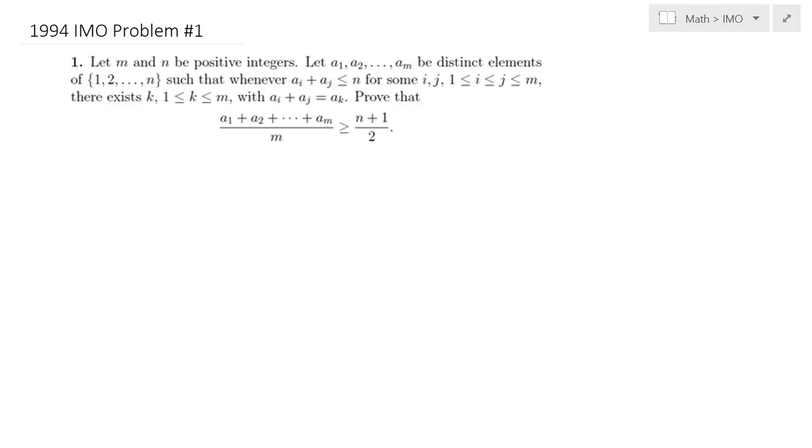Hello everybody, in this lecture we will be solving 1994 IMO problem number 1. Here is a view of this problem.